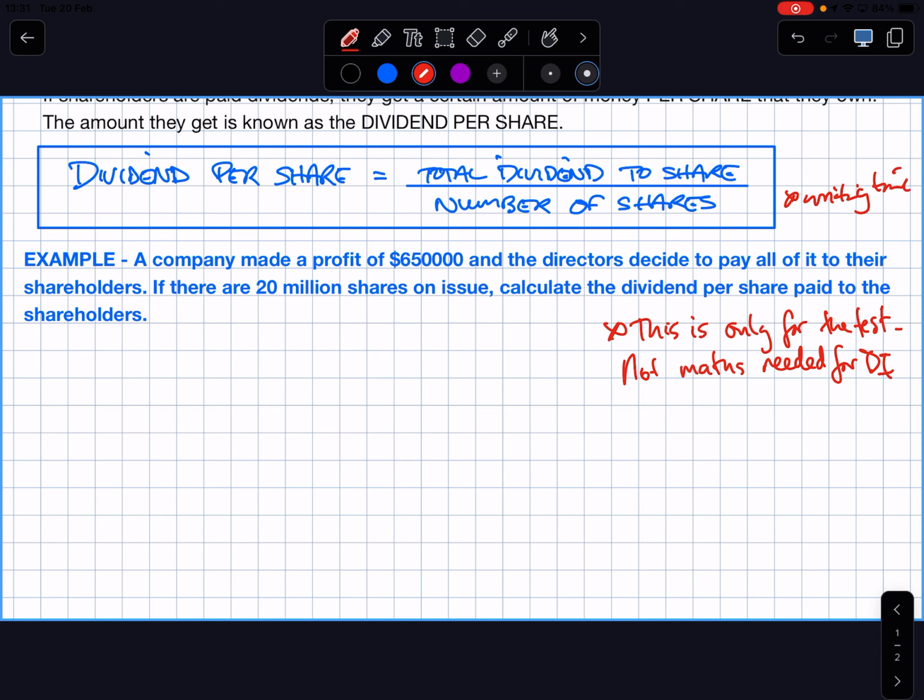Please note this example and this working out of dividends per share, that is only for your test. You don't need to work these out for your DI. What I'll show you on Thursday is where to find Yahoo Finance to find this actual number. You don't need to calculate the dividend per share on your assignment, only in the test. So please get that formula down and the example.